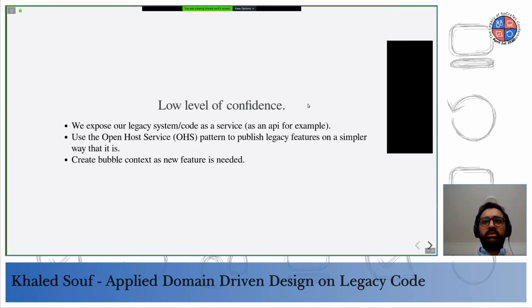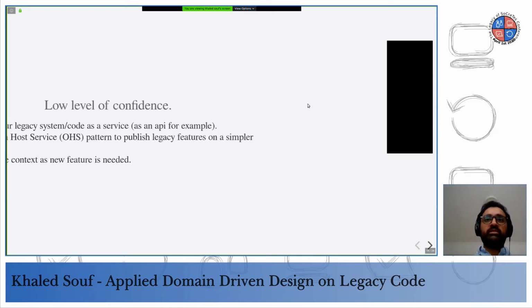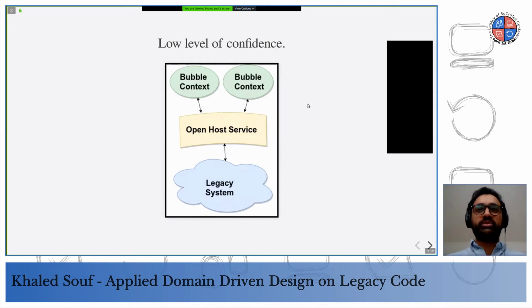So I publish the legacy feature using some small mapping to reduce the complexity of the legacy system to the outside. And then if I have a new feature, the new feature is going to be created in its own context. And usually we call that a bubble context, because it's not interacting directly with the legacy system. It's going to interact with it using the open host service.